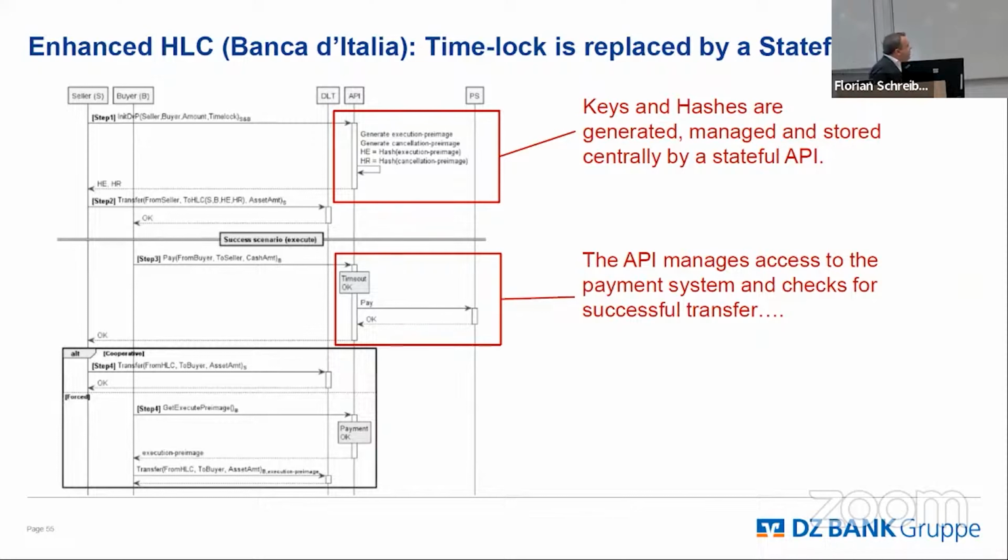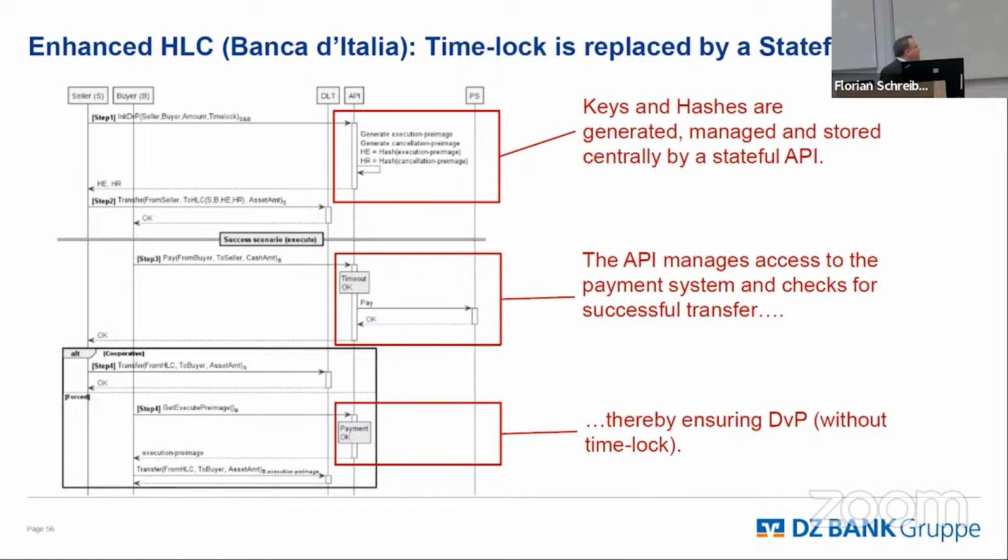The issue here is that we have some central API that needs to maintain state. In nerd speak, maintaining state means that the API has to remember something about this transaction. And you also see that buyer and seller talk to this API. So this is not decentralized. This is maybe a problem.